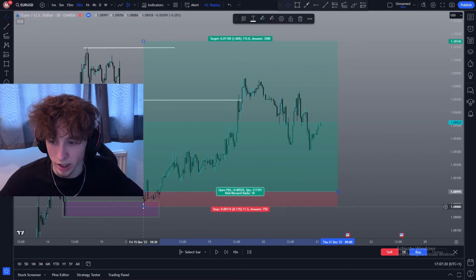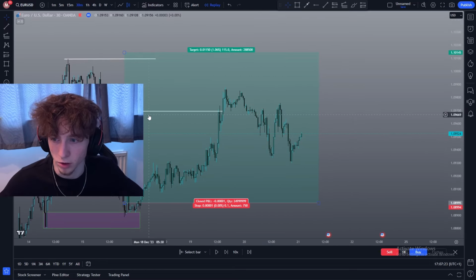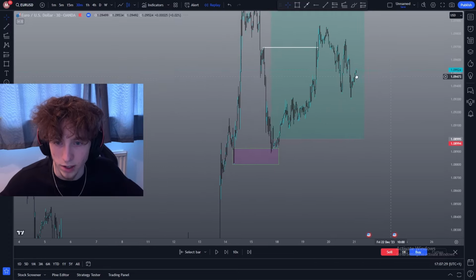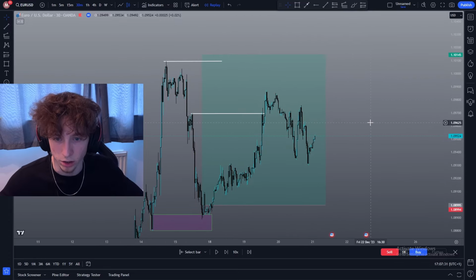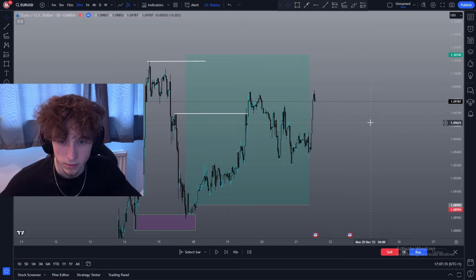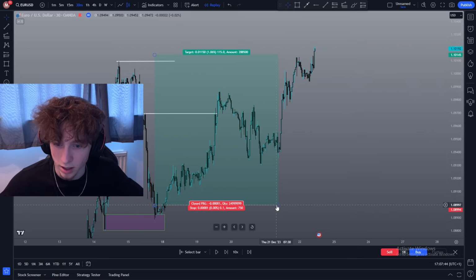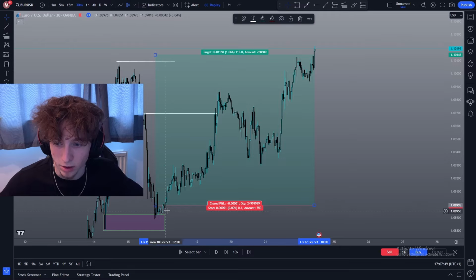But stop is at break even now. So this is a no risk trade. We've already locked in half profits at the TP1. And to be honest, I actually still do have faith in this continuing up, because this is just a bullish trend. And this is looking good. And TP is hit. To be fair, that is an absolutely beautiful trade.